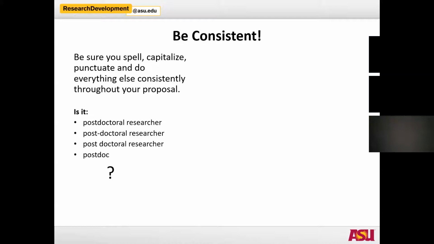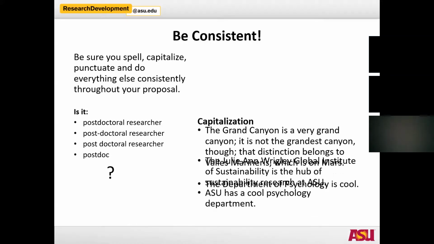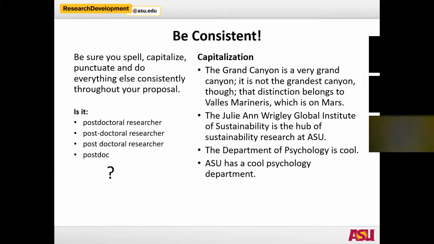So is it postdoctoral researcher, or does it have a dash, or is it two words, or is it postdoc? Postdoc can be used maybe later on, but the first time you use it, you want the full term. So which one would be preferable? All of them are used. Just be sure that you refer to it the same way all through, okay? Capitalization.